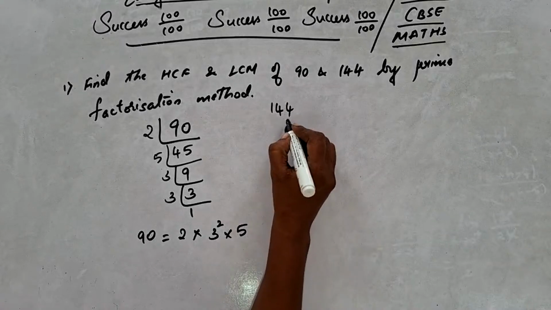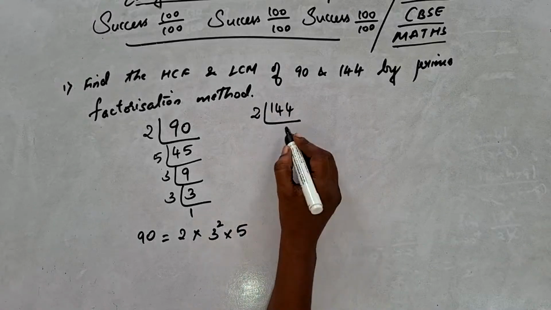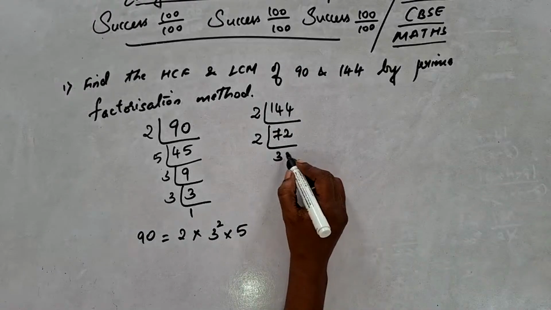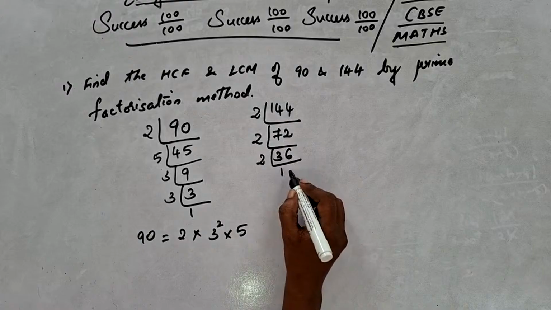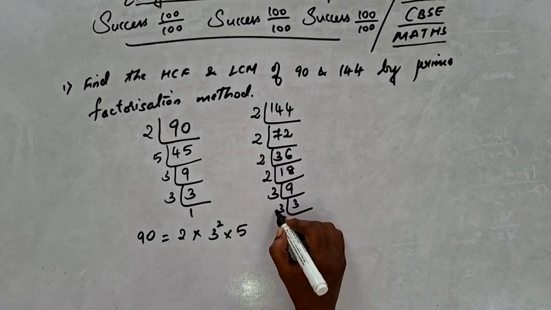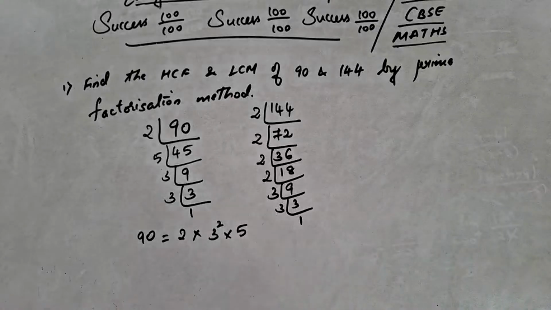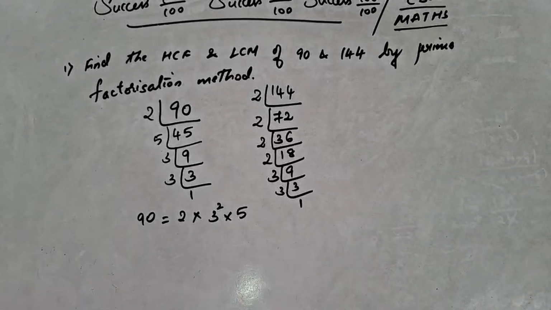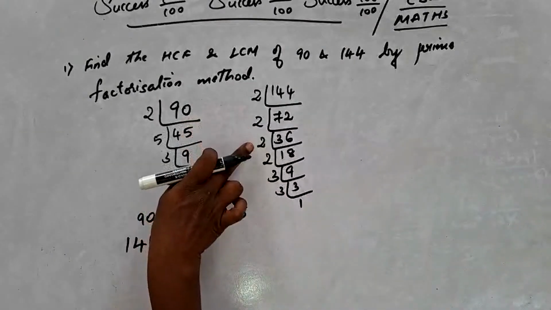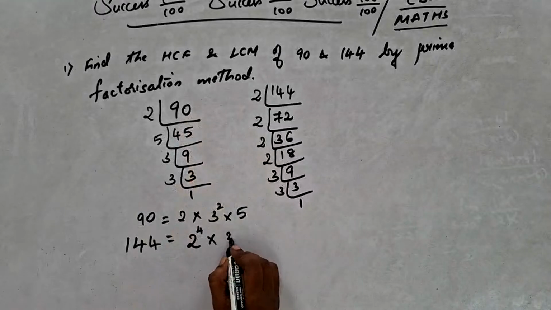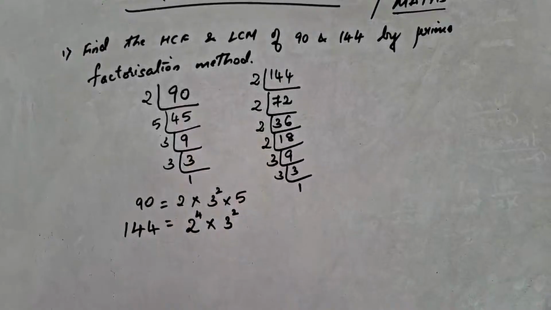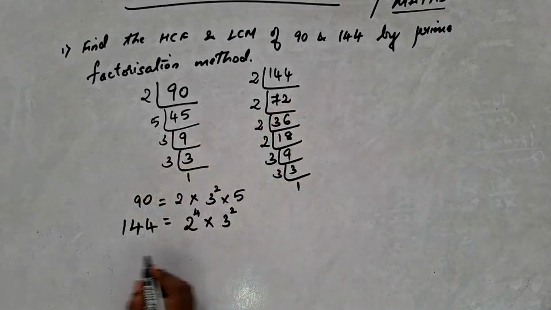The next, 144, again start from 2. 2 sevens are 14... 2 times 72 is 144, 2 times 36 is 72, 2 times 18 is 36, 2 times 9 is 18, 3 threes are 9, and 3 ones are 3. Therefore, the prime factorization of 144 is 2 power 4 into 3 square. So these are the factors of 90 and 144.